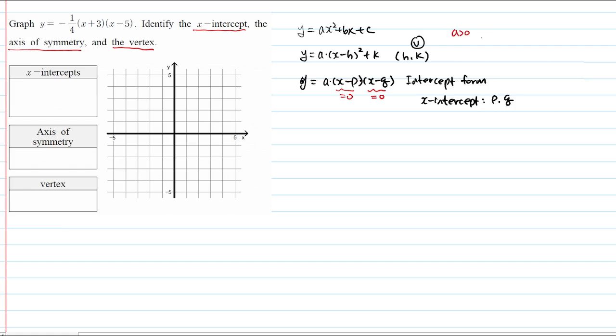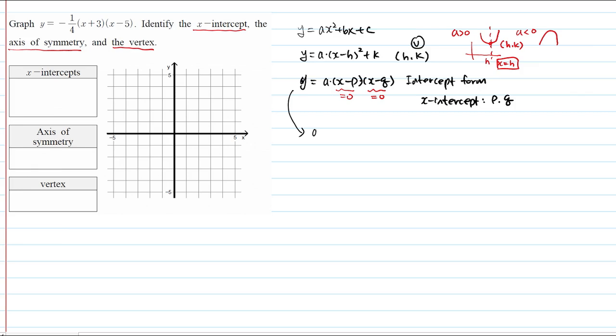When a is greater than 0, it's a U shape. When a is less than 0, it's an upside down U shape. That's h comma k. Since the x value is h, your axis of symmetry will be x equal to h. Now you can draw the graph first with the vertex form, then you can figure out the axis of symmetry. So that's something that you can worry about later. Let's focus on intercept form.